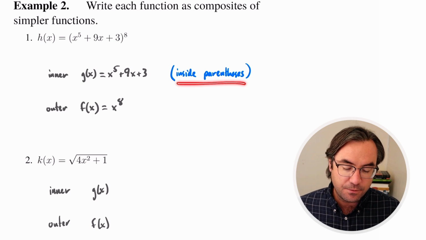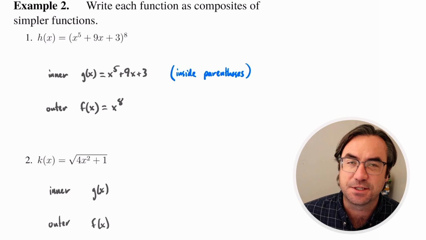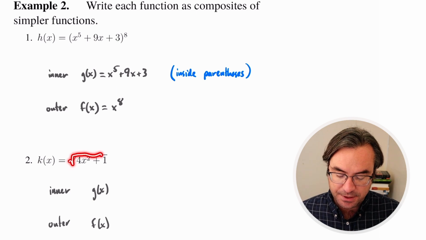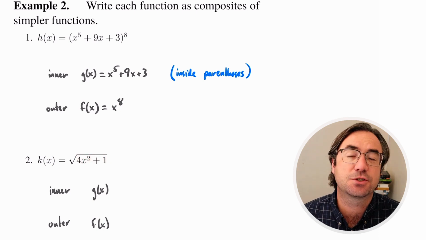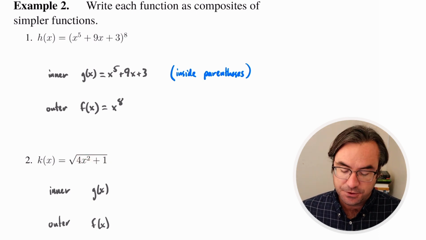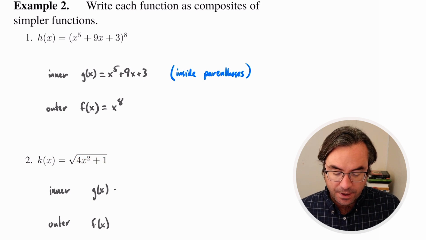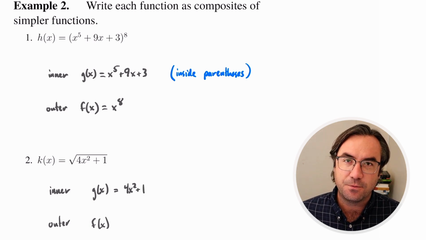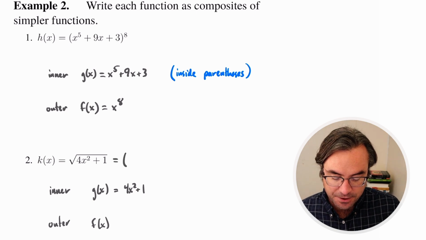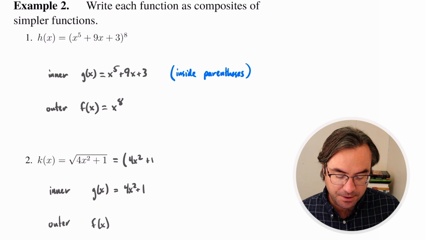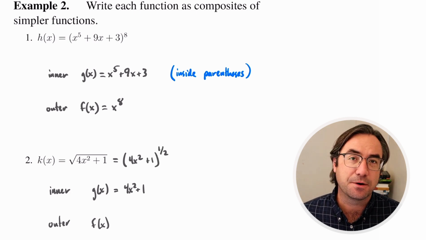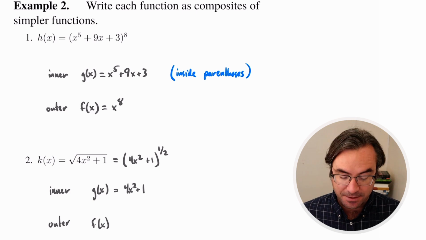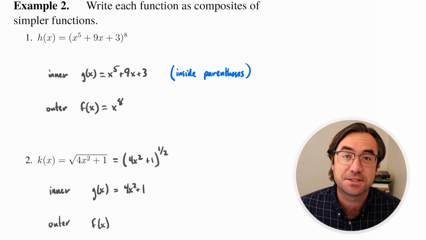So again, we want to think about what's inside any parentheses. Well, we don't have any parentheses here, but we do have the square root, and we see that there's stuff inside the square root function. So we're going to let 4x squared plus 1 be the inner function here. Now, if we wanted to get really fancy, we could rewrite this as 4x squared plus 1 raised to the 1/2 power. And then, bingo, we got parentheses there. So the stuff inside the parentheses is the 4x squared plus 1.